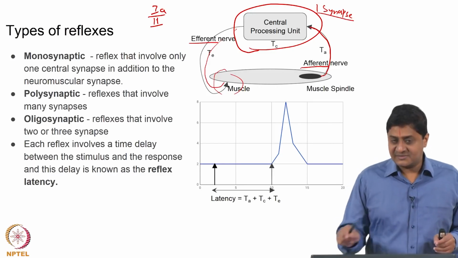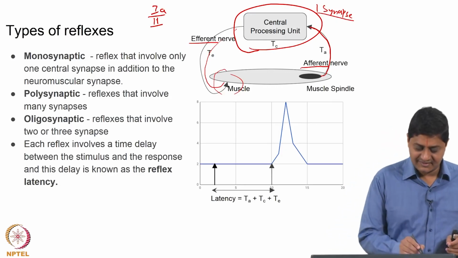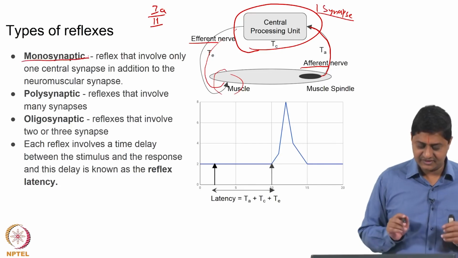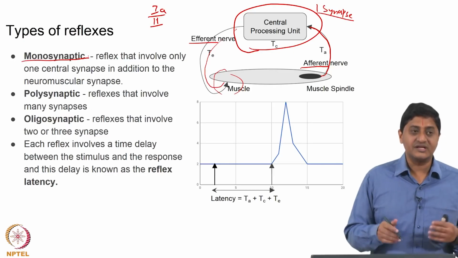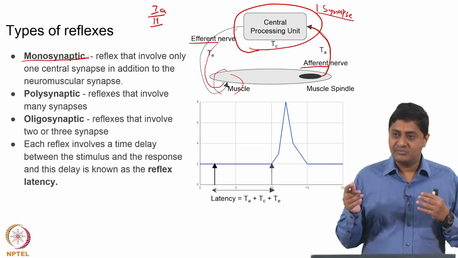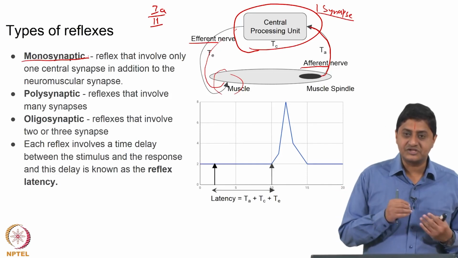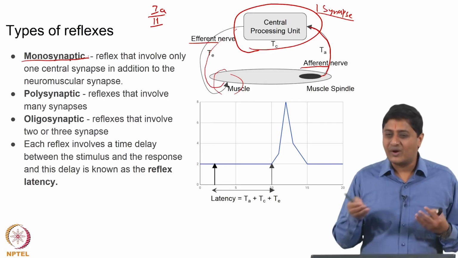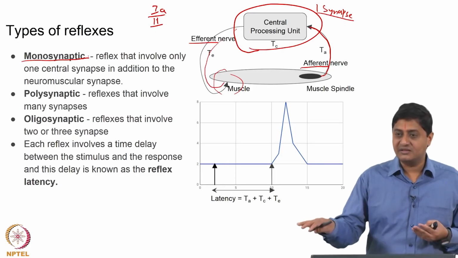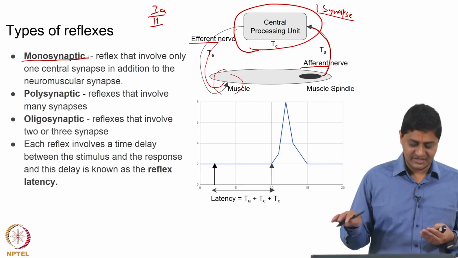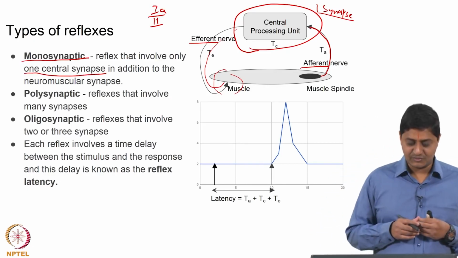If there is only one synapse in the central processing unit, then the reflex is called a monosynaptic reflex, a reflex that involves only one central synapse, that is the keyword. So actually there are 2 synapses, one between the perceptual neuron and the action neuron, or between the alpha motor neuron and the 1A afferent, right, and one more between the alpha motor neuron and the muscle fiber, that is a neuromuscular synapse. There are actually 2, but there is only one central synapse. These reflexes are called monosynaptic reflexes.